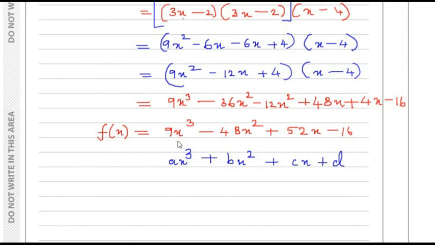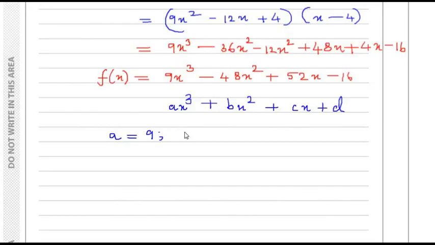So by comparing the coefficients of x terms, we get a as 9 and the value of b is negative 48 and the value of c is 52 and the value of d is negative 16. So these are the values of a, b, c and d we get for part B.